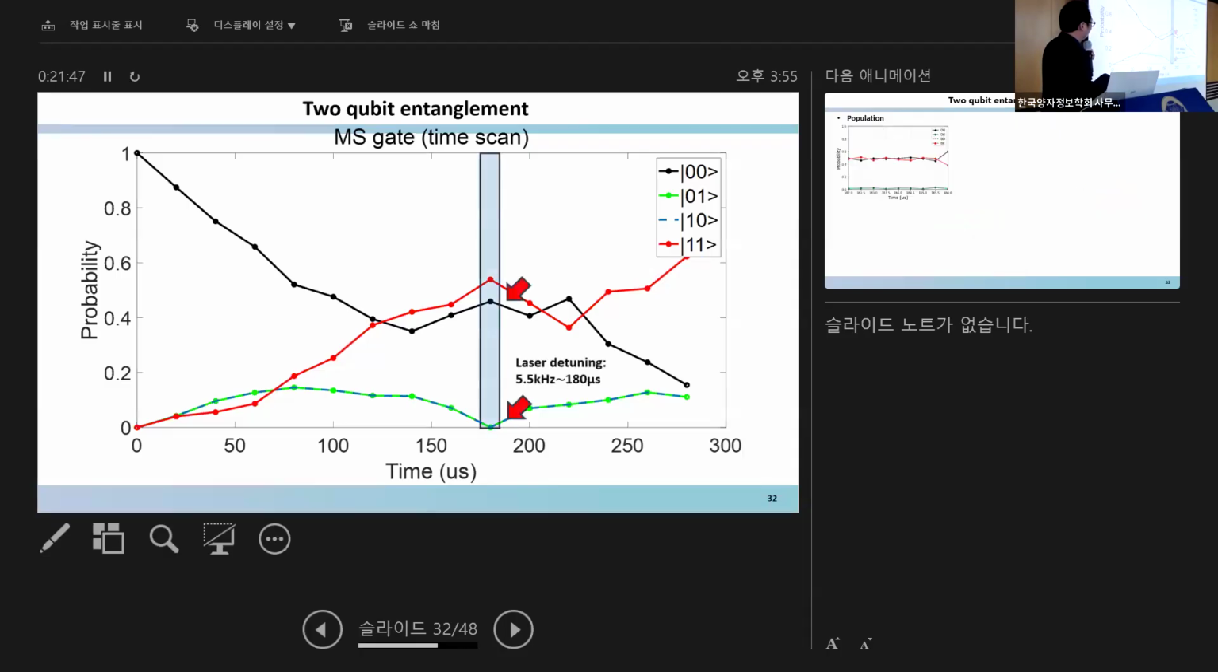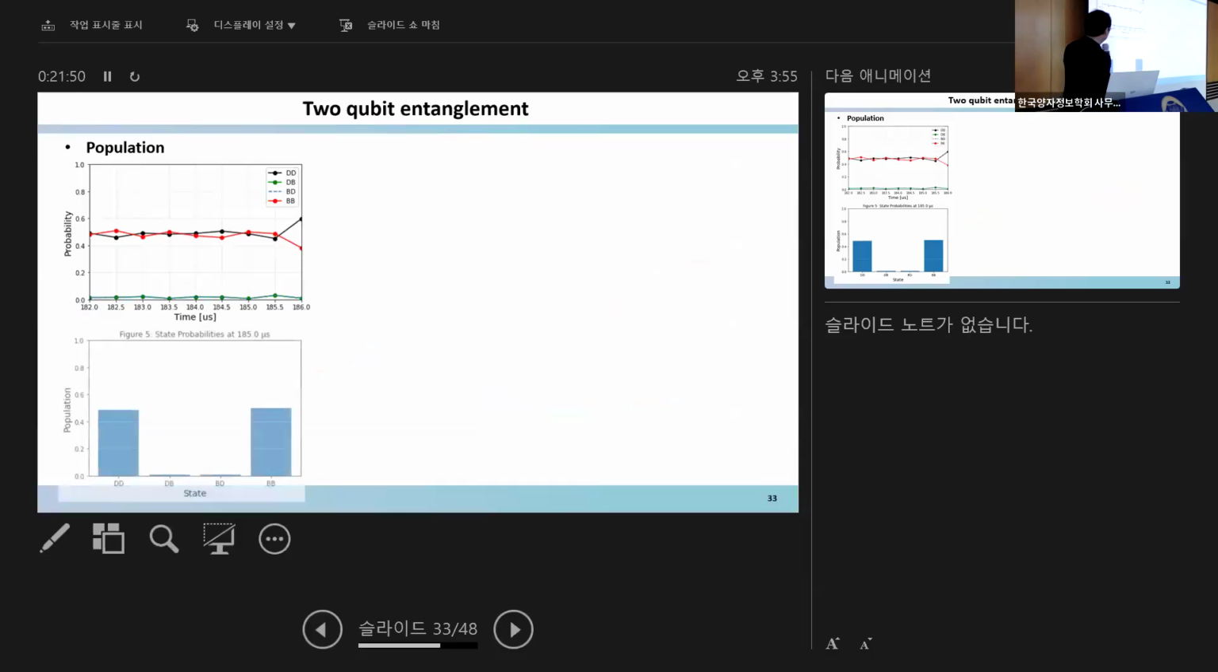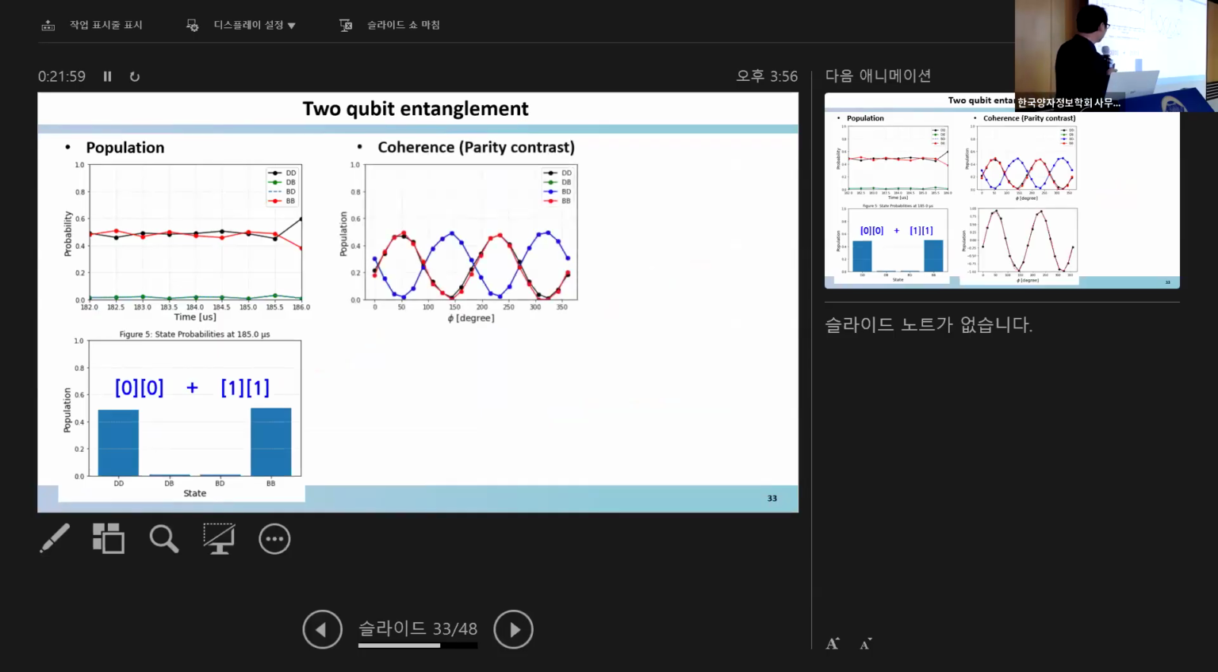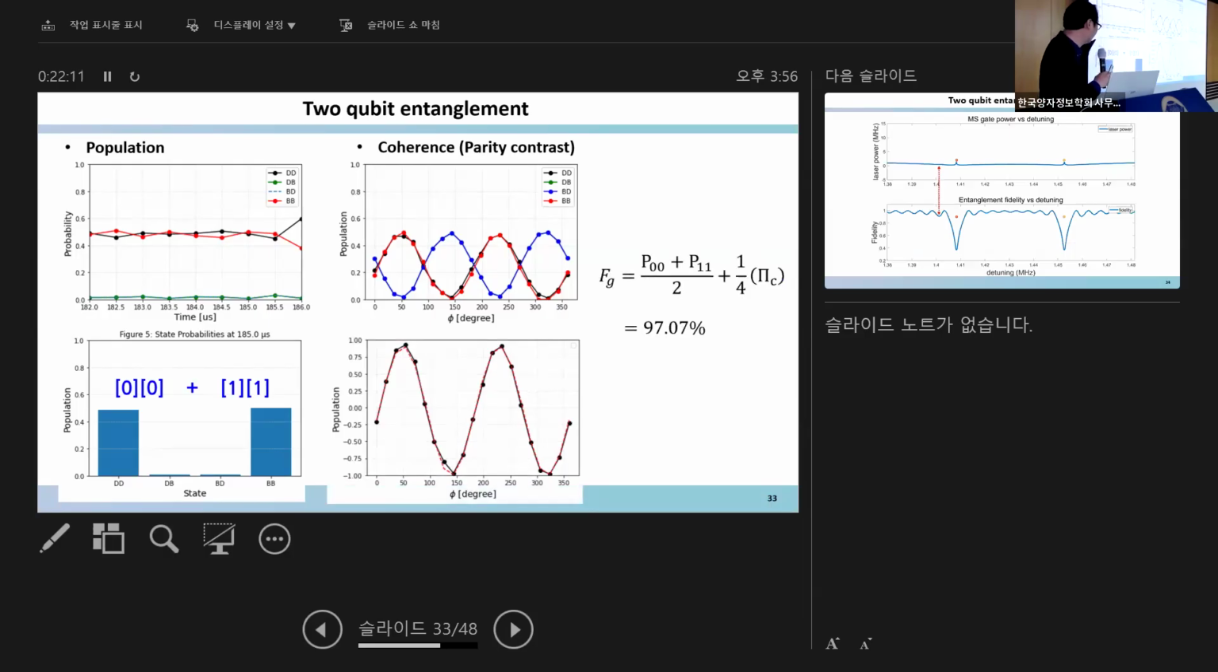So if I look here, this is a more zoomed-in time scan, and you see this is 0, 0 plus 1, 1. You see the 0, 1 and 1, 0 states are almost nothing. It's very nice. But this one is not enough. While population doesn't tell you much, we have to measure correlation between quantum states. So we do a parity measurement and see their correlations. And a month ago, students achieved 97% 2-qubit gates, which I think is pretty nice.